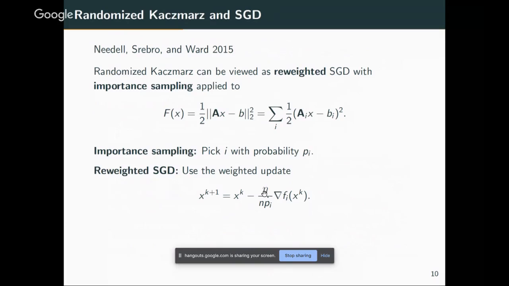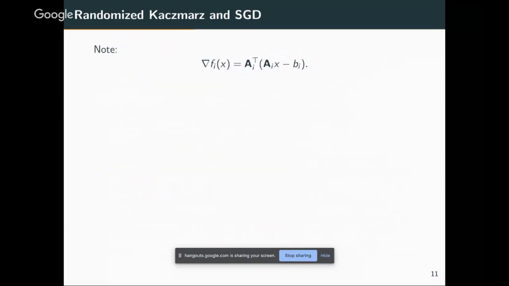So now we can have the probabilities be absorbed into the step sizes of this reweighted SGD, or the step sizes are weighted by the probabilities. So we can see algebraically how we end up with randomized Kaczmarz from this SGD process.